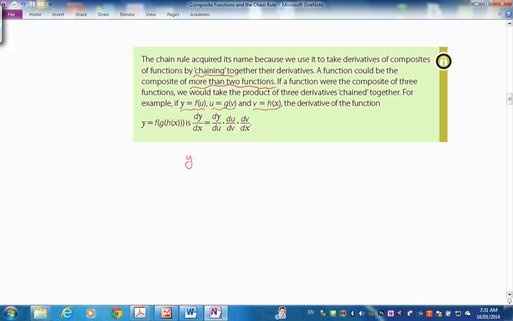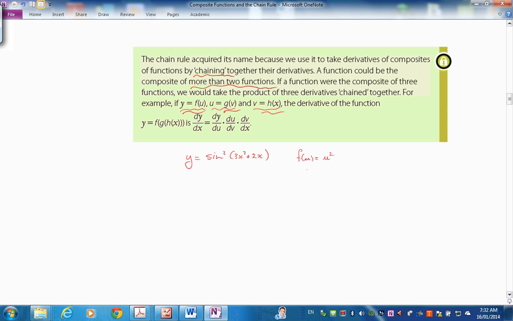So what's an example here? Let's take something like y equals sine squared of 3x squared plus 2x. Can you spot the 3 functions there? Let's do it in the proper theoretical way up here. Let's spot the functions. So, what would f of u be?